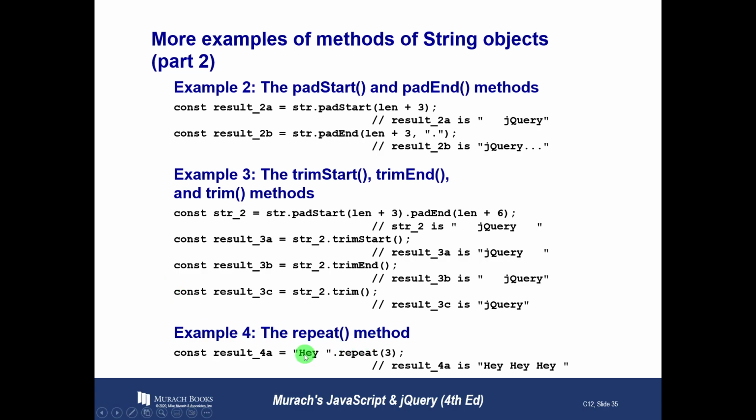Here's the repeat method. We've got "hey " with a space in it. It's a string. Because that is a string, even though this is a literal, it's not a variable or a constant, we can tell it to repeat 3 times and store that in the result, and we get hey, hey, hey.